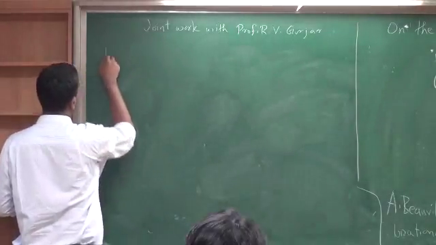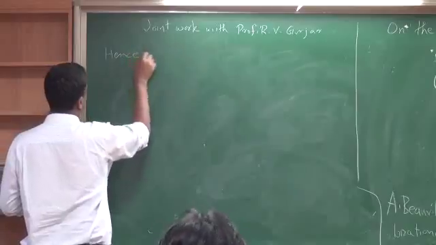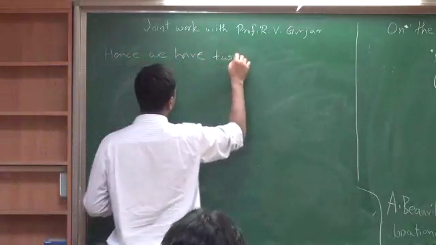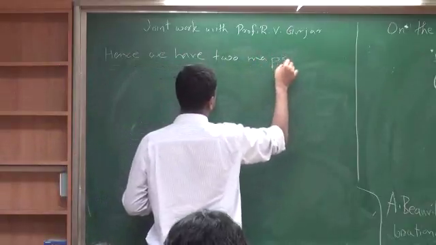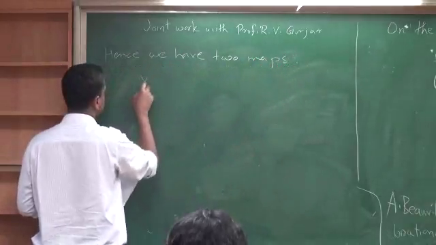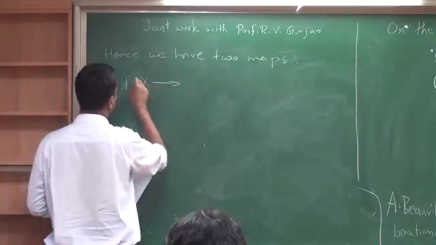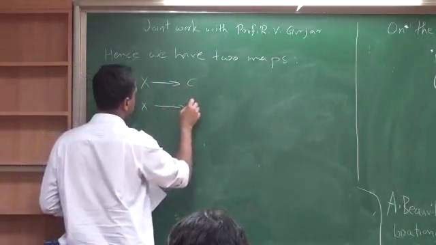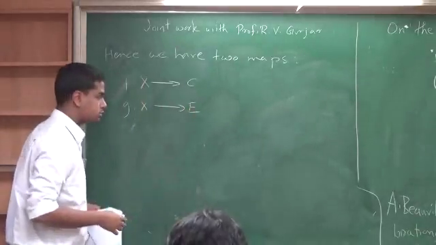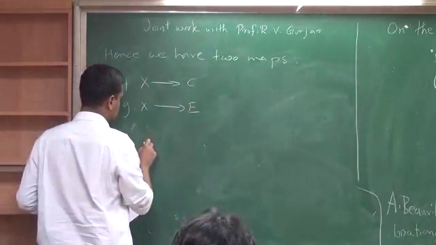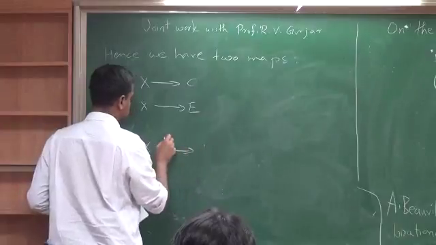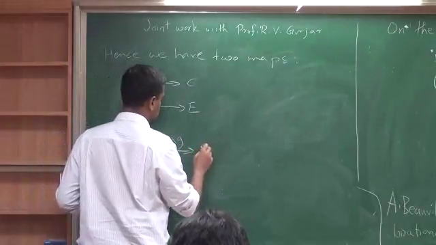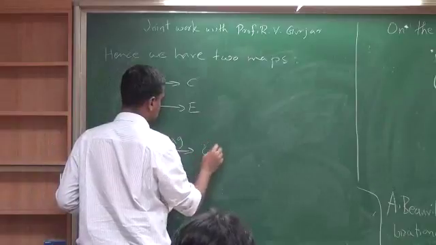So hence we have two maps, F from X to C, and G from X to E, and therefore we have a map from X to the product of the two curves.